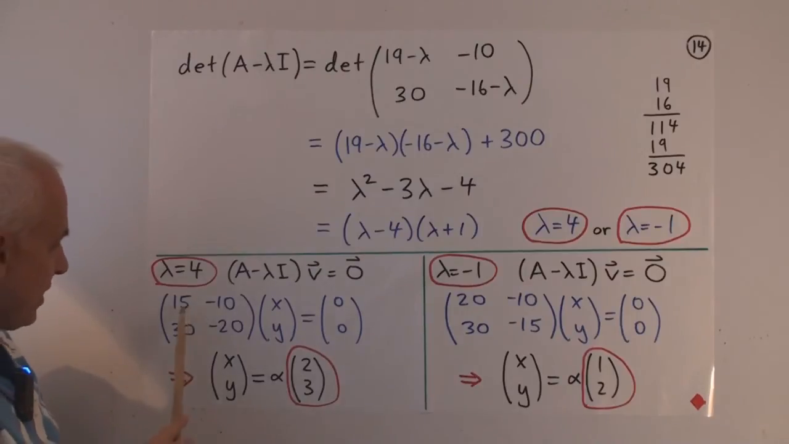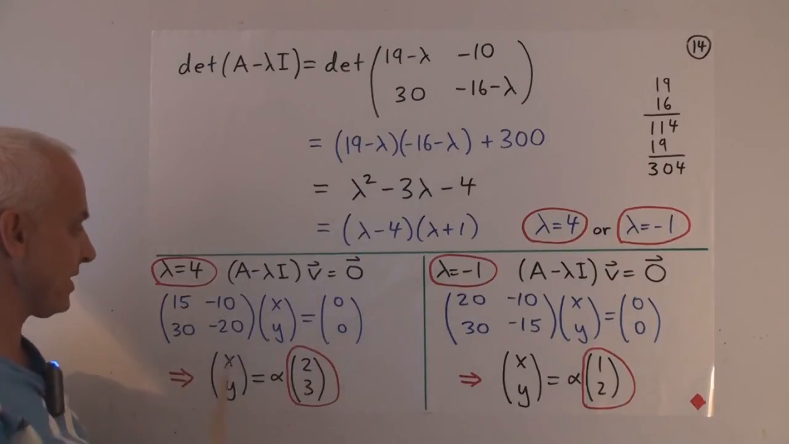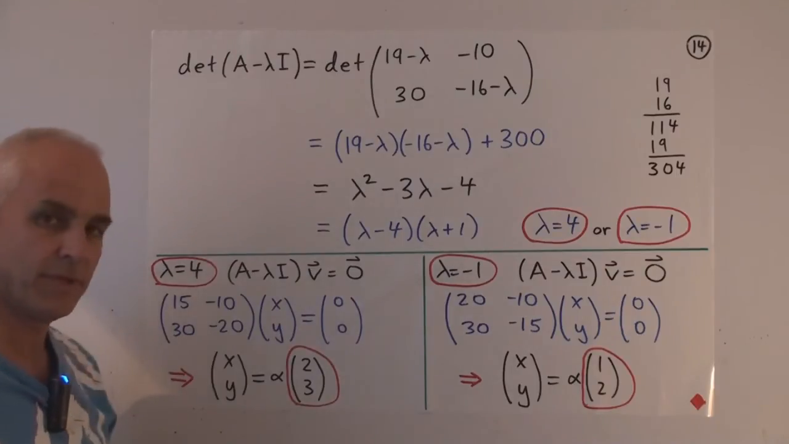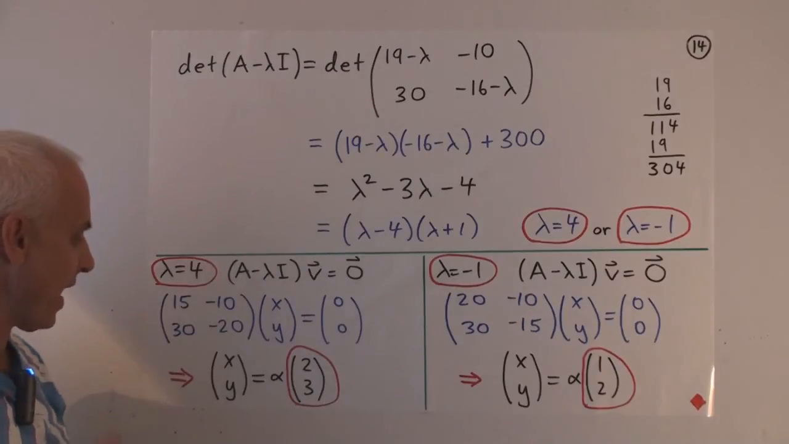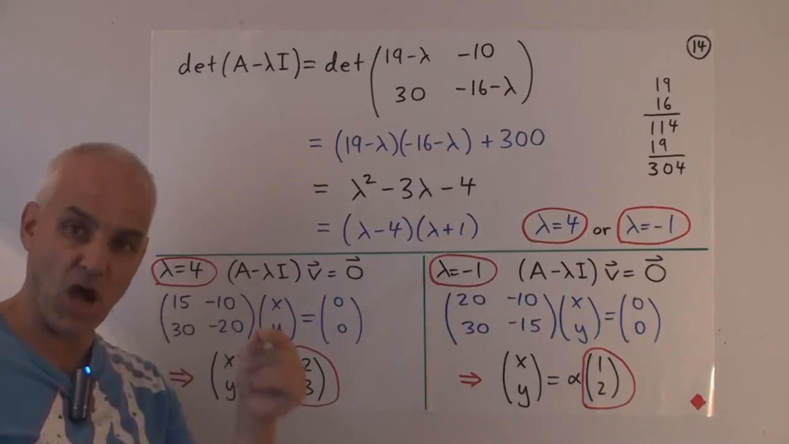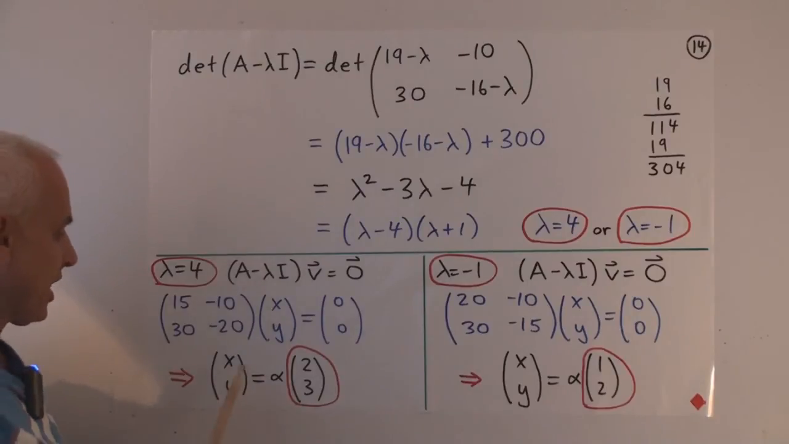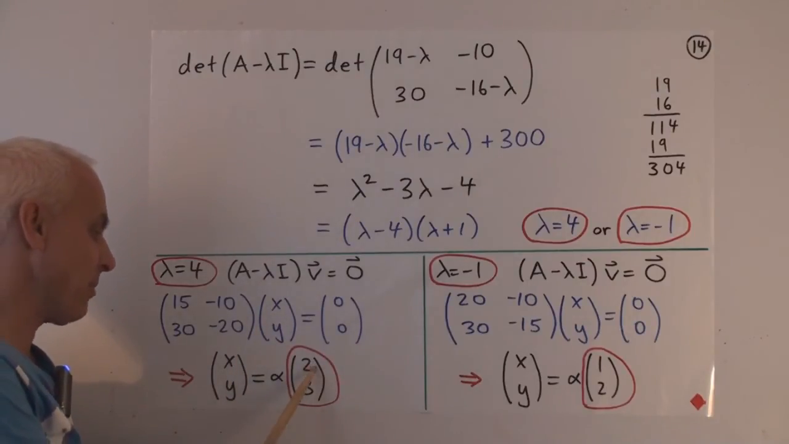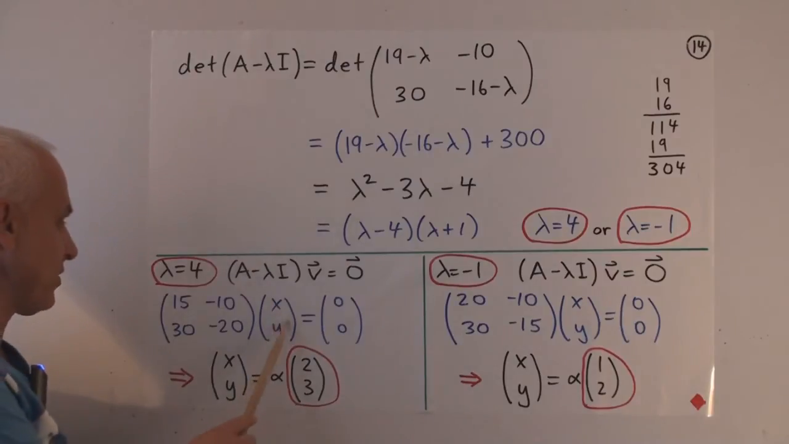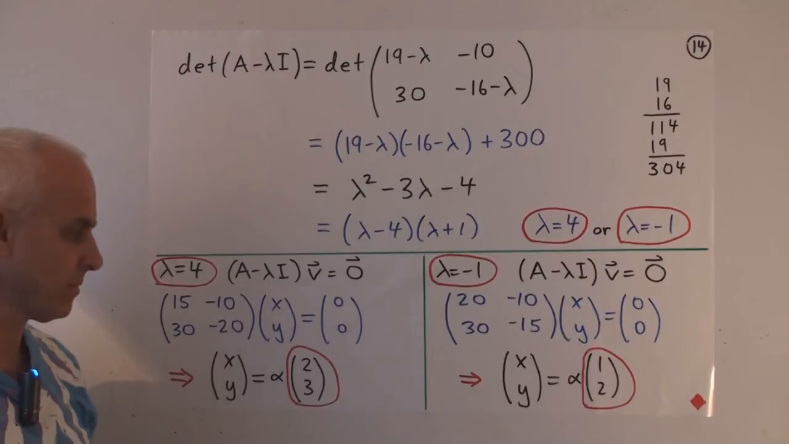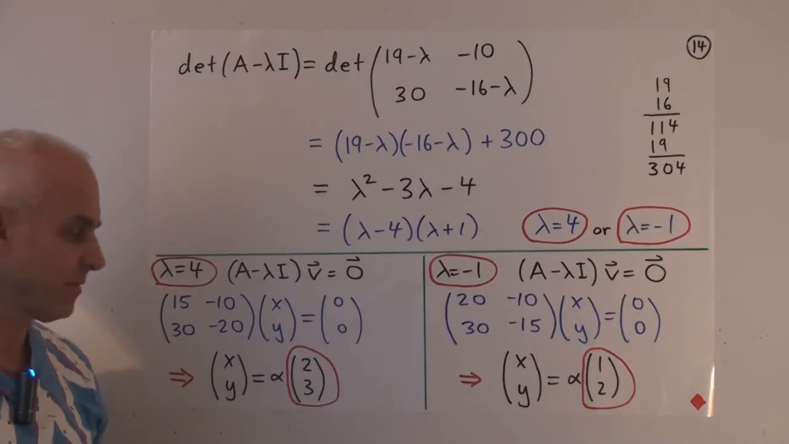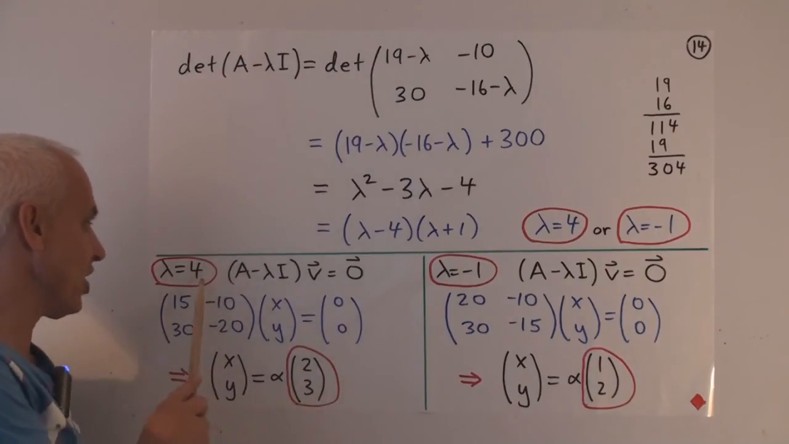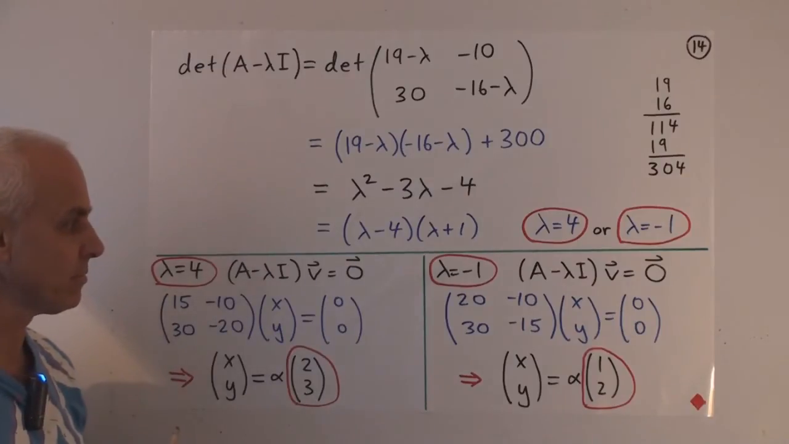Now if you stare at this, you'll see that the first equation is actually the same as the second equation up to a multiple of 2. So although it looks like there's two equations, there's really only one equation. And that's what lets there be a non-zero solution. It turns out that (x, y) is a multiple of (2, 3). So if x is 2 and y is 3, then we get 30 minus 30 equals 0. And there's a parameter because you can take any multiple of (2, 3). That's the eigenvector associated to the eigenvalue lambda equals 4.